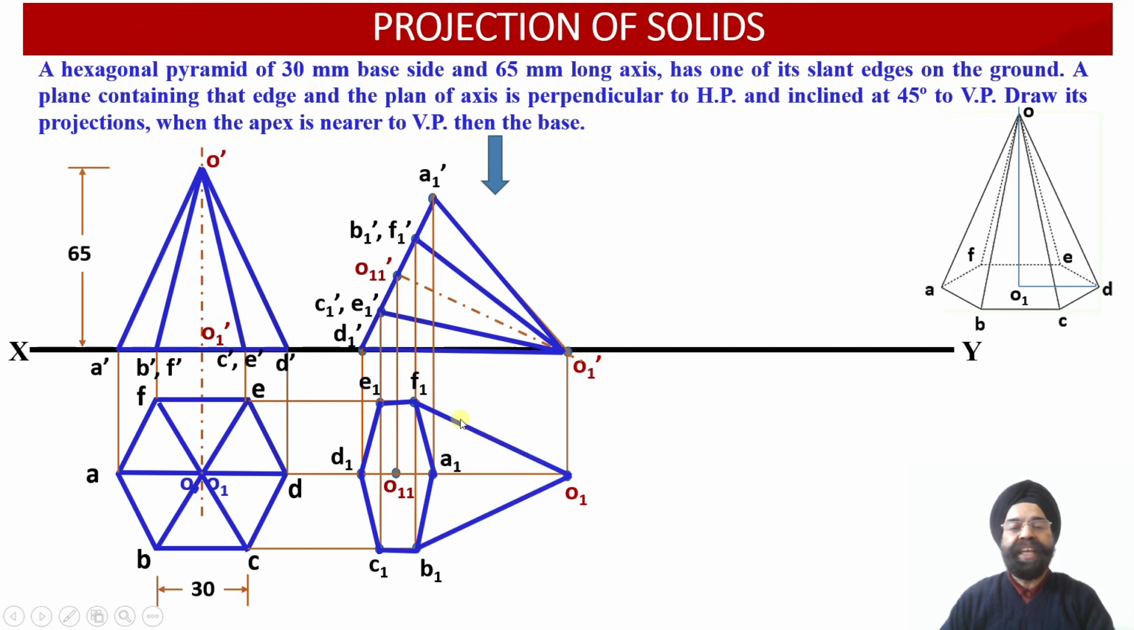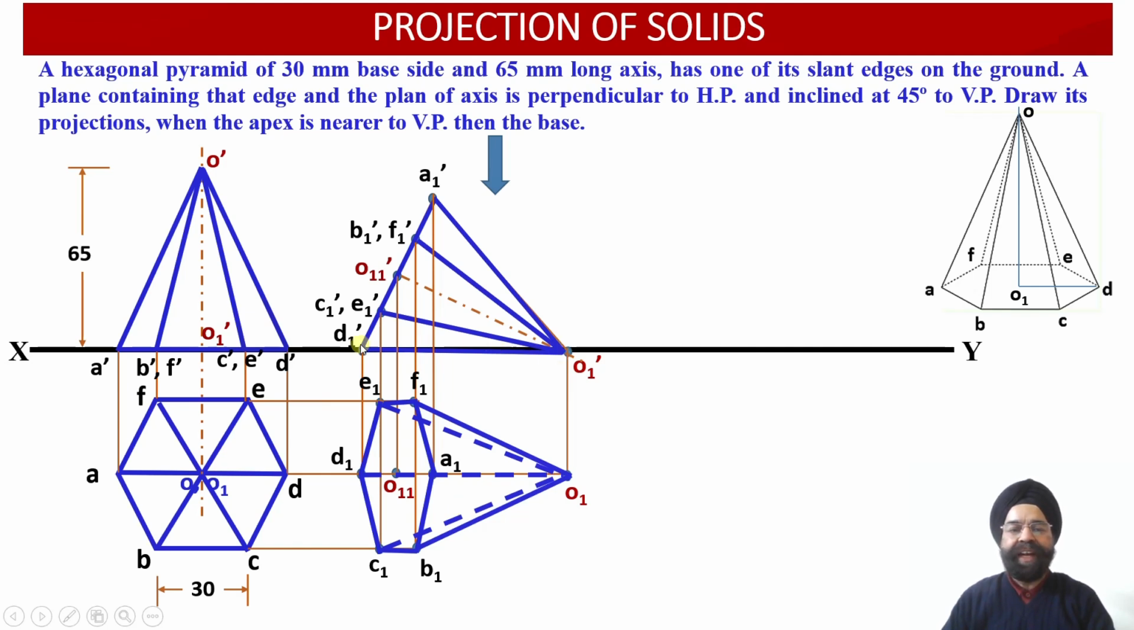So since these two slant edges O1F1 and O1B1 are forming the boundary of the solid, they have to be drawn dark. Similarly, O1E1, O1D1, O1C1 over here. So these three slant edges have to be drawn dotted. Why? Because they are not constituting the boundary of the solid.